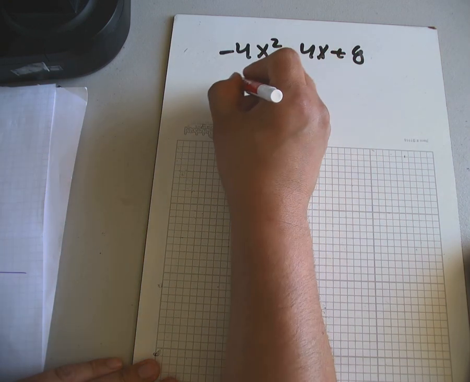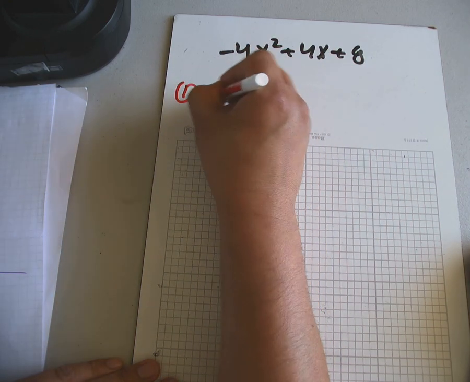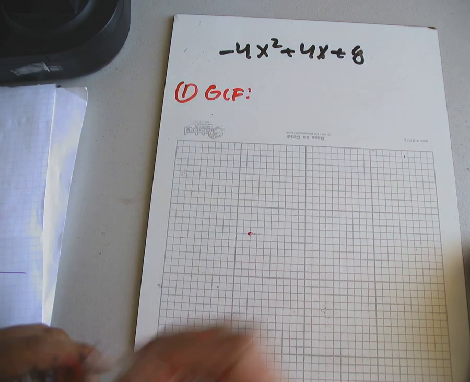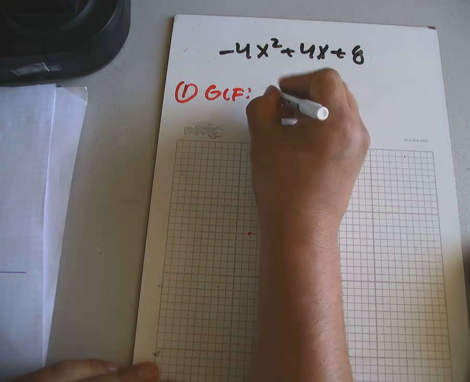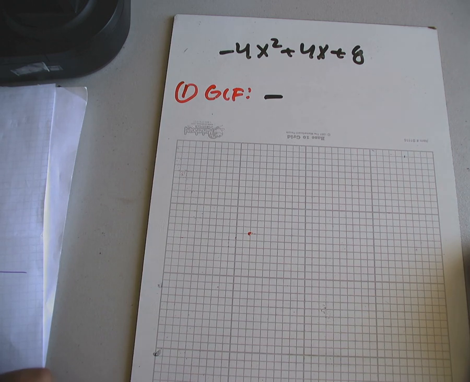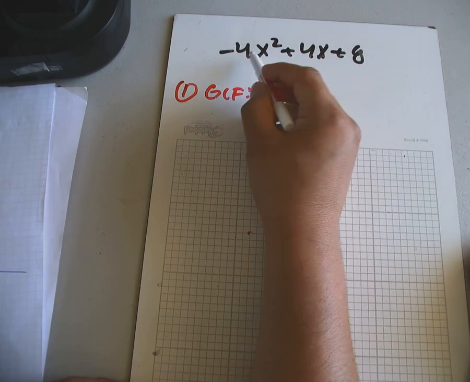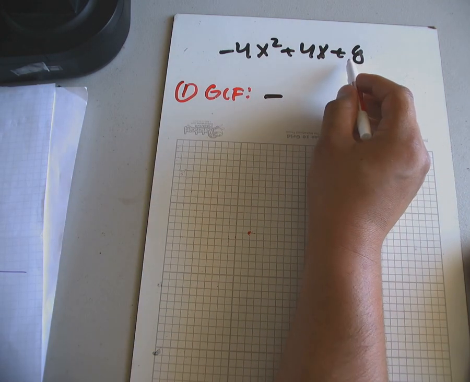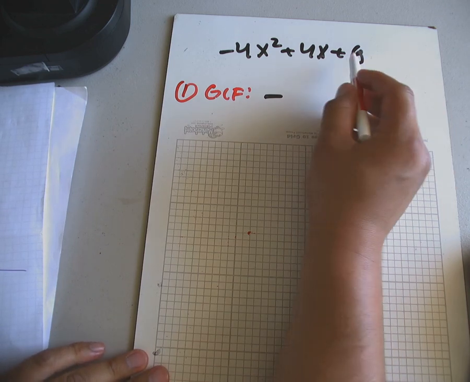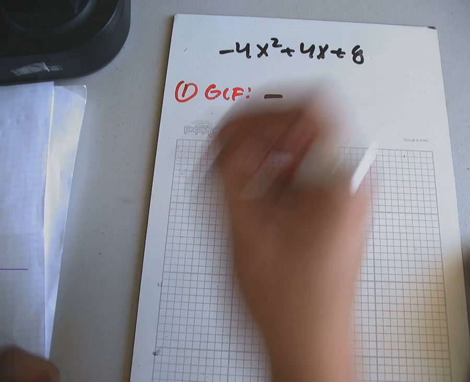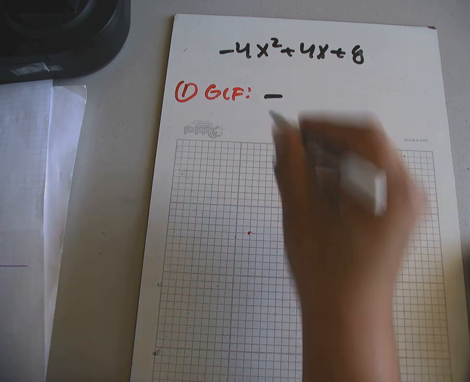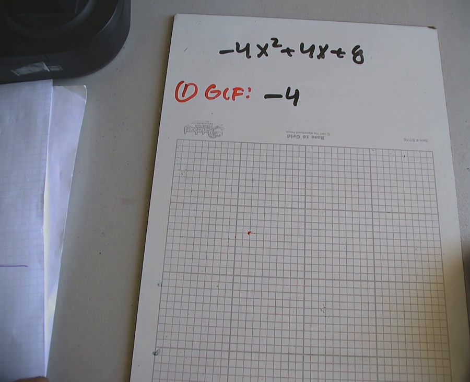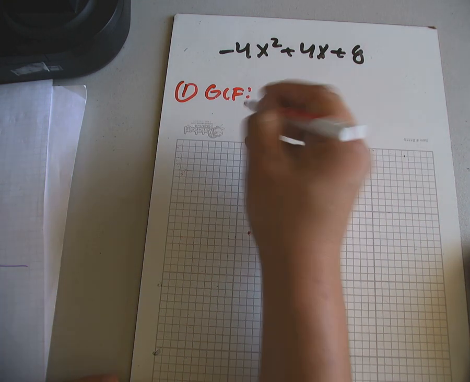So my step number 1 will be GCF, right? So what I'm going to do now is take out the negative. These numbers are 4, 4, and 8, so I need to divide by 4. That's the greatest common factor. So when I divide everything by negative 4, let's see what happens.